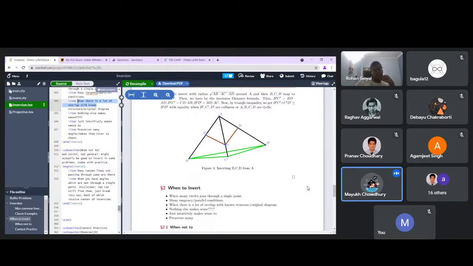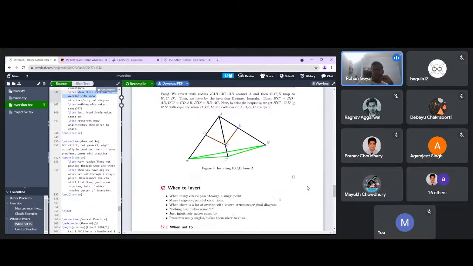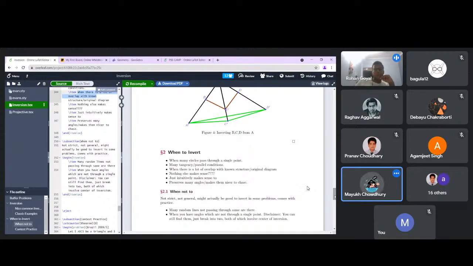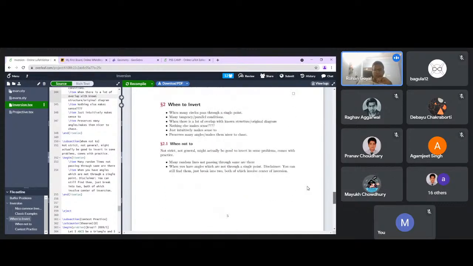Okay, that's mostly it. Otherwise, you'll know with practice when it's good, when it's not, where you should be inverting. Also, people have different intuitions. Like when I think you should invert, Pranjal might not. When Pranjal thinks you should invert, I might not. It's different from person to person as well.